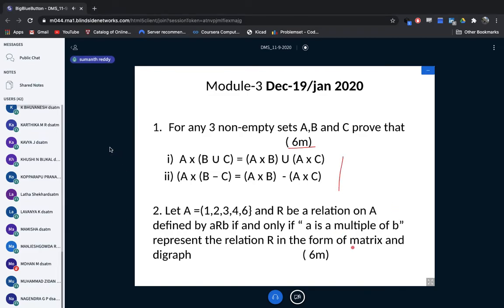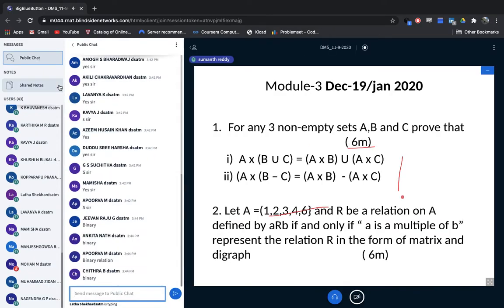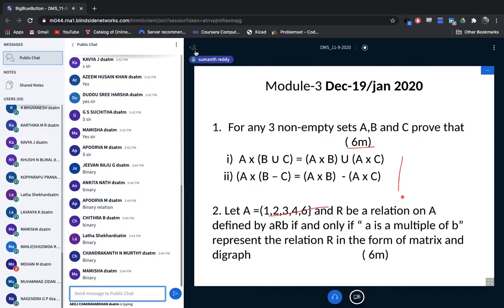Fine. So the next question: let A be a set which contains the elements 1, 2, 3, 4, 6, and R be the relation defined on the set A. Since this is defined only on the set A, such a relation is called what? Can you tell me? I told you, right? If a relation is defined on a set to itself, such a relation is called what? Students, can you answer me? Such a relation is called a binary relation. Exactly, right? And the rule for that relation is: a is a multiple of b.